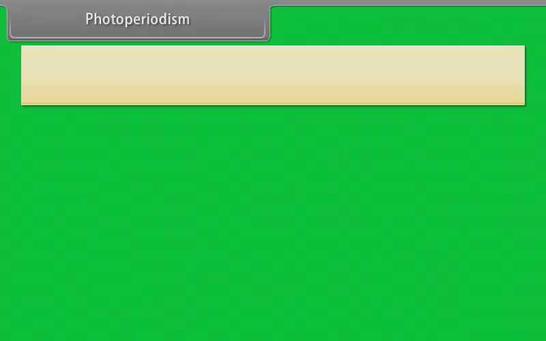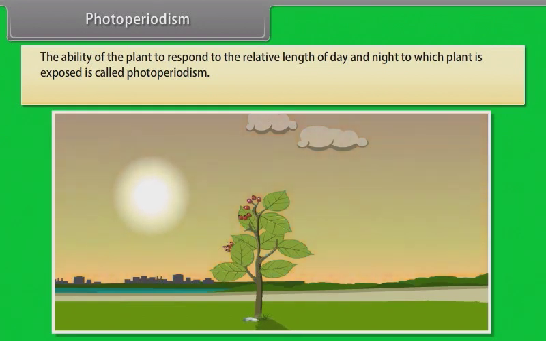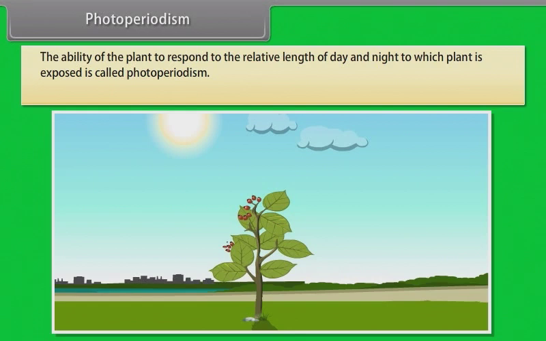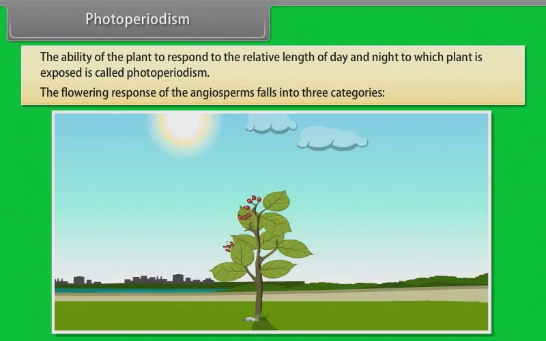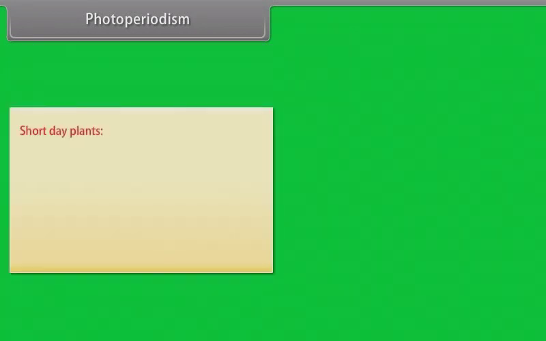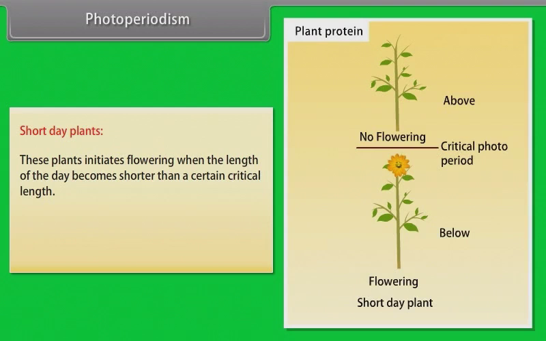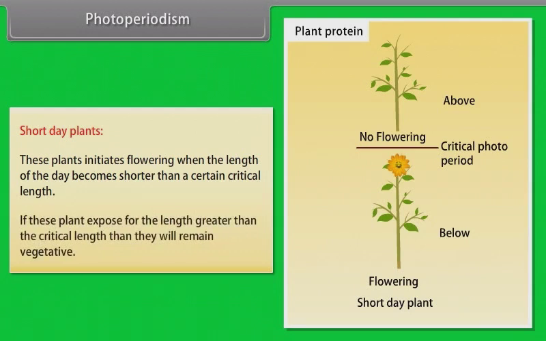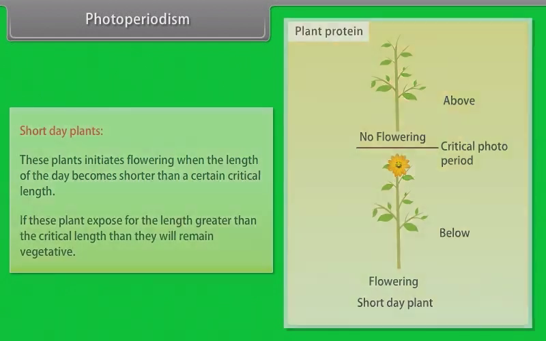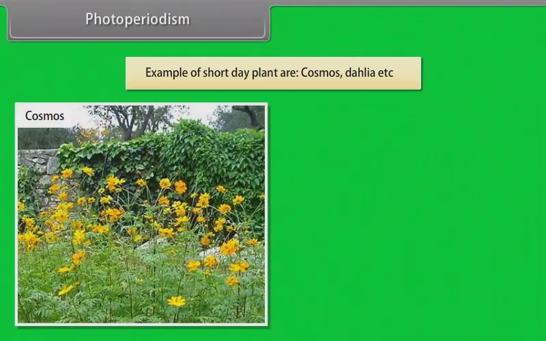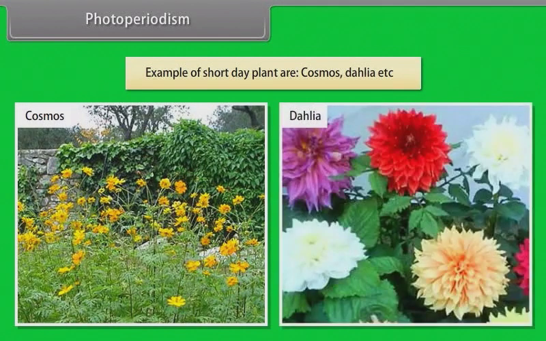Photoperiodism. The ability of plants to respond to the relative length of day and night to which the plant is exposed is called photoperiodism. The flowering response of the angiosperms falls into three categories. Short day plants. These plants initiate flowering when the length of the day becomes shorter than a certain critical length. If these plants are exposed to a length greater than the critical length, then they will remain vegetative. Examples of short day plants are Cosmos, Dahlia, etc.